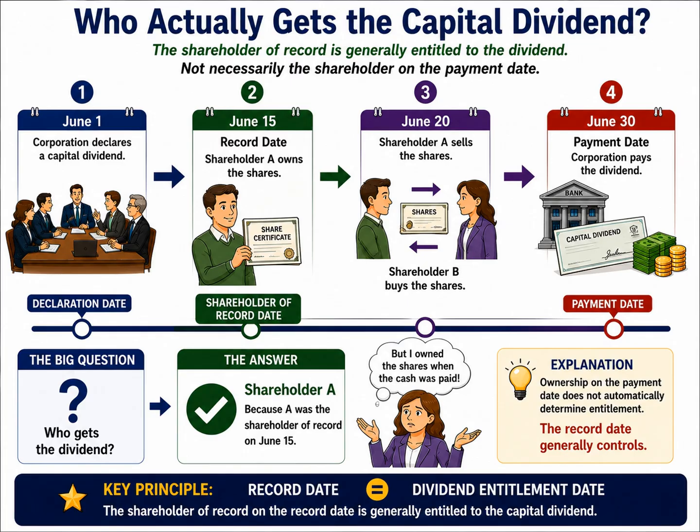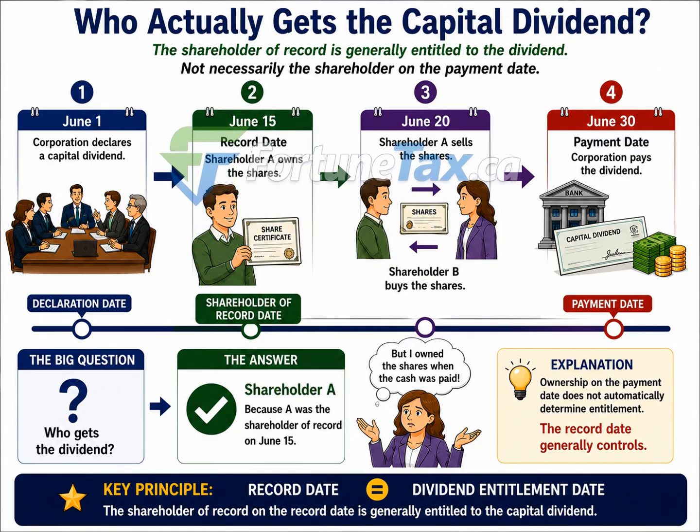This rule is particularly important in corporate reorganizations, share sales, estate planning transactions, and capital dividend planning. Whenever shares are being transferred around the same time a dividend is declared, practitioners pay very close attention to the record date. A misunderstanding can easily result in the dividend being paid to the wrong person or disputes arising between buyers and sellers. The key principle is simple. The shareholder of record on the record date is generally entitled to the capital dividend. That's why the record date is often called the dividend entitlement date.